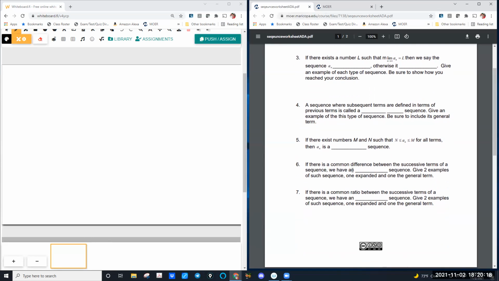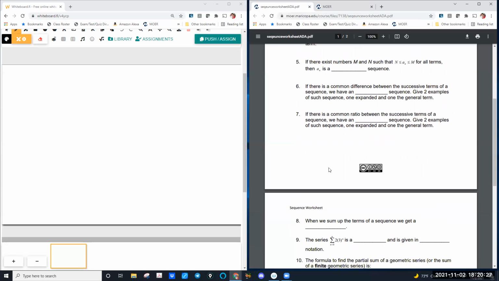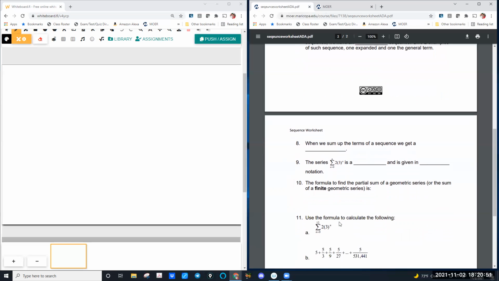If you have a common difference, it's arithmetic; a common ratio is geometric. And then 8.2 specifically focuses on what are called geometric series. So when we sum up the terms of a sequence, we get a series. And that's when we're going to start to see the summation notation. Now, I kind of threw it at you today because you haven't gone through the 8.2 lesson yet. But we're going to get a little bit of practice with this summation notation on Thursday, and hopefully by the end of Thursday, you start to feel really comfortable with it.